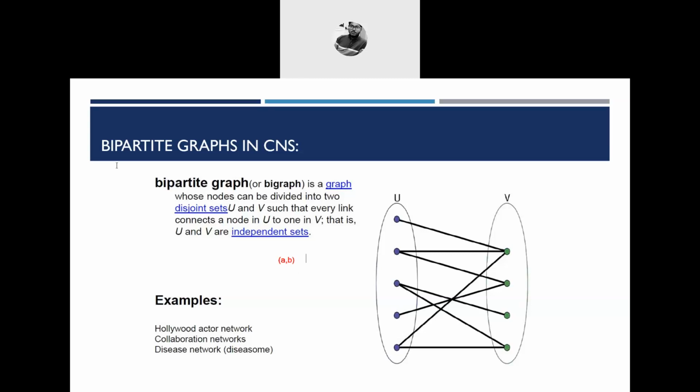So, bipartite graphs are commonly used to understand the Hollywood actor network, collaboration networks, and disease networks, which we will try to understand in the next slides. Disease network. So, bipartite graphs.